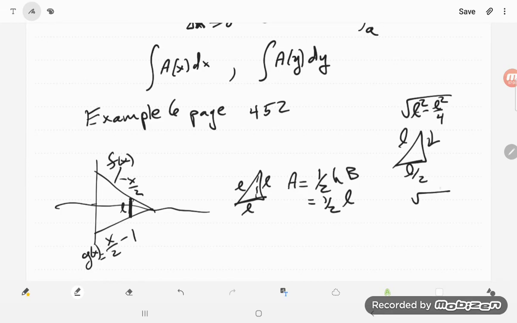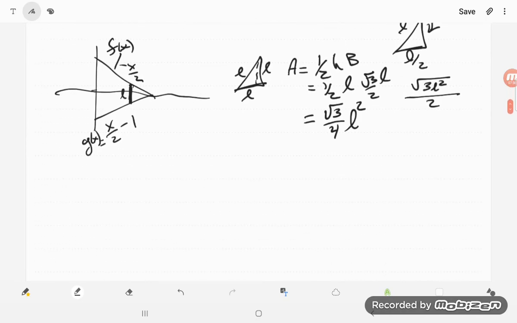Let me write it here. The square root of 3L squared over 4, but if I take the square root of that 4, I get 2. And so then I can also take the square root of that L, and so my height is the square root of 3 over 2 times L. And so my area looks to be the square root of 3 over 4 L squared. Okay, so that's my base.